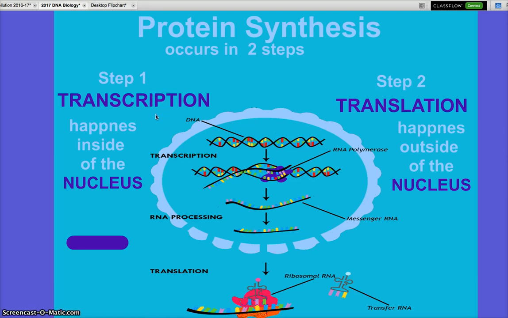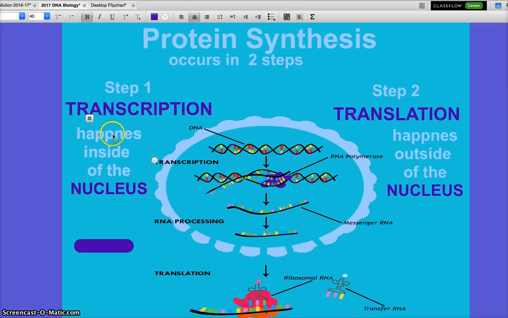Transcription happens inside the nucleus. It should say happens. Let's fix that. Happens. And then fix that one too.